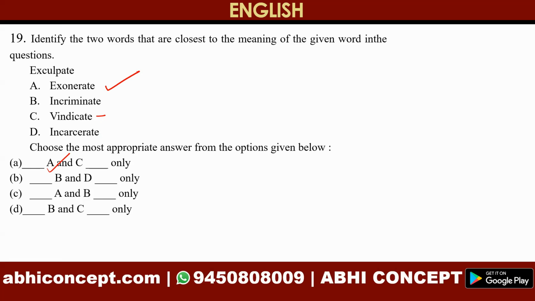means, yes, vindicate means to clear somebody of their blame. So A and C is the right answer. A and C are the right answer, not A and D. Okay. Incriminate and incarcerate means that you are making somebody punished for the offense, for the crime they have done.